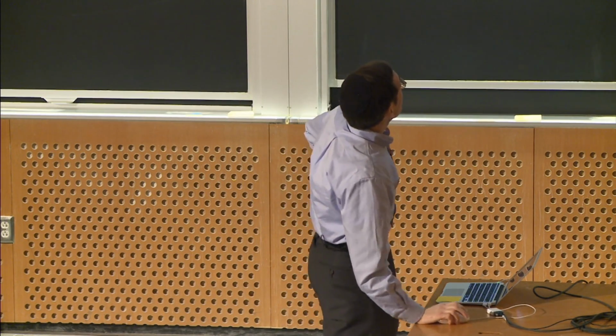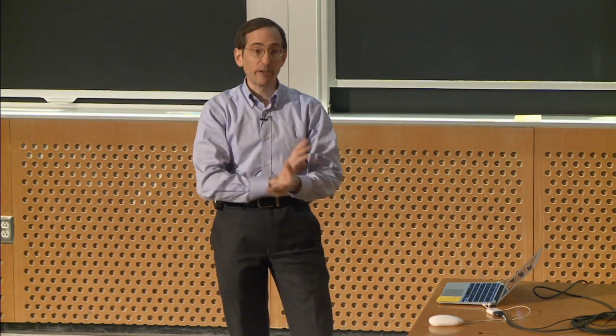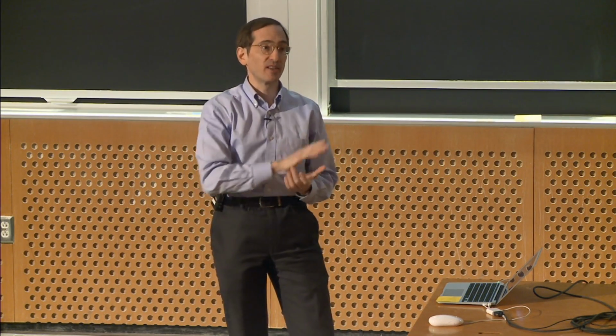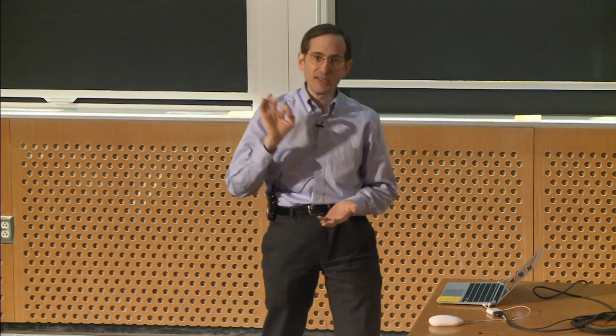And then it sends the signal up above it to its parent based on the following rules. A variable node just takes the product of the children, and a factor node, one of those little black boxes, computes the summary for the children and sends that up to the parent. And it's the summary with respect to the parent, just like in the examples before. Okay. So this is a formula for computing single marginals.